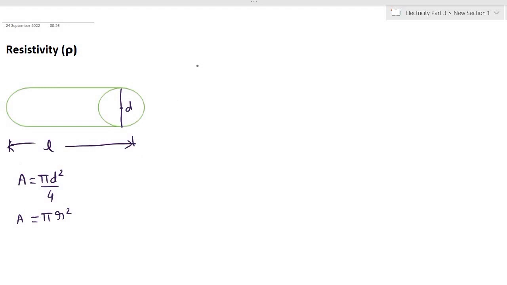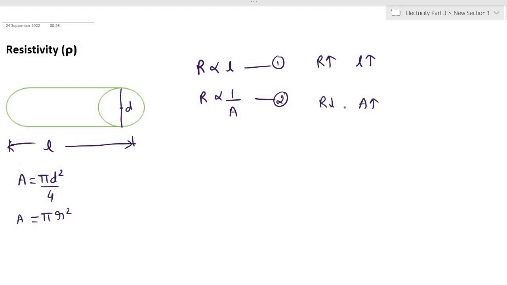We know that the resistance of a conductor is directly proportional to the length of the conductor. I am calling this equation number 1. Similarly, the resistance of a conductor is inversely proportional to the area of cross section of the conductor. That is, if we increase the length of the conductor, resistance also increases. If we increase the area of cross section, then resistance decreases. If we decrease the area of cross section, then resistance increases. This is the meaning of these two equations.